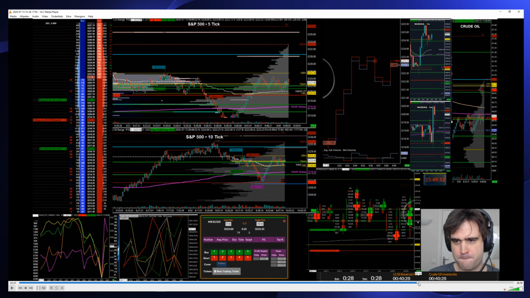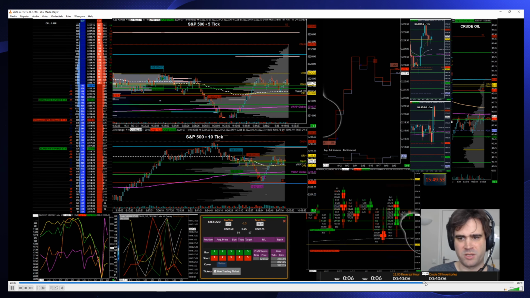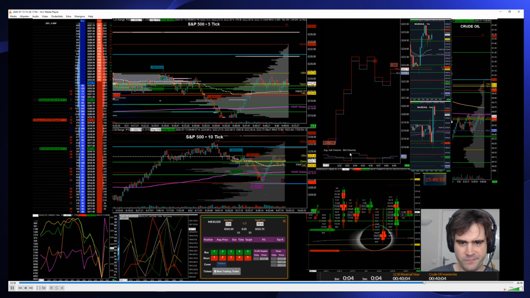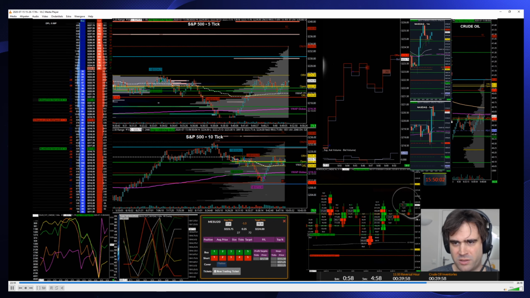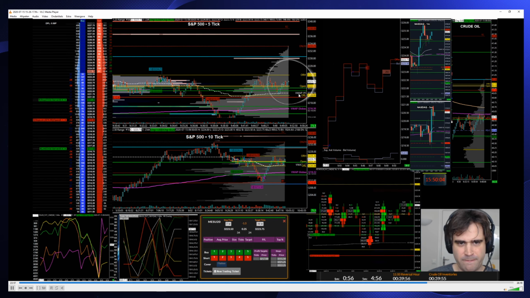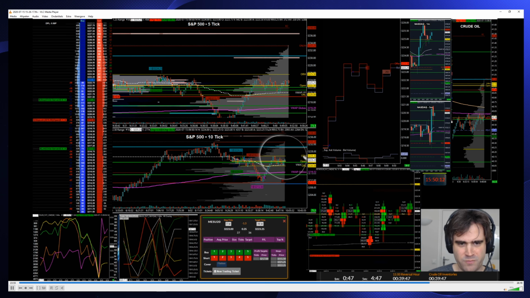So I see again that line is there. Let's see. Anticipating where to go up, huh? Ooh, this is an interesting hold though, this level. Right at the open. That's so nice. But it's still slightly bearish though.